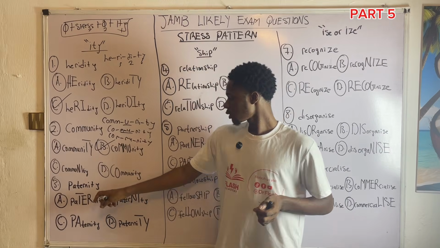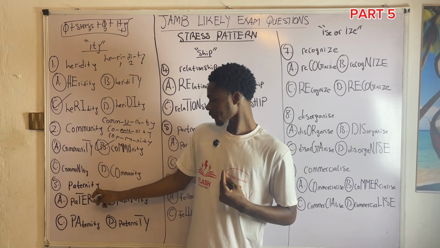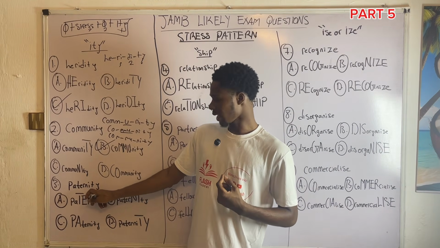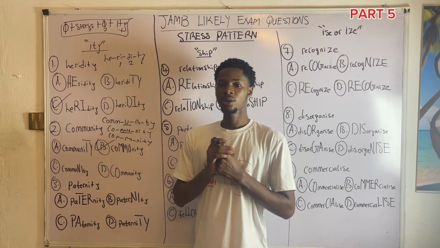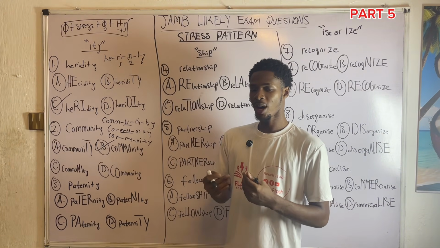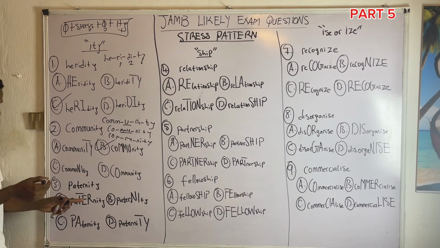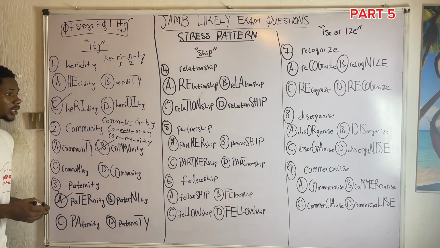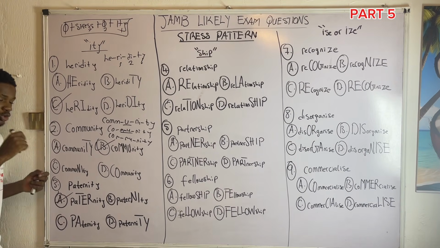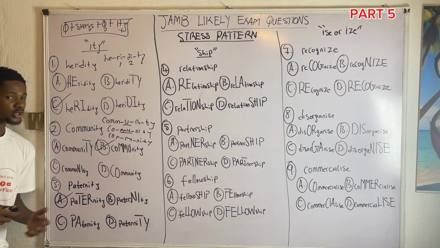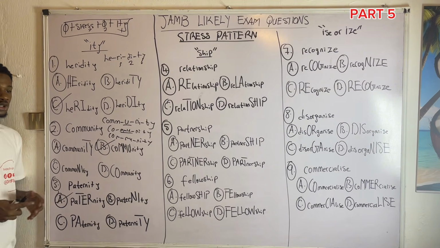Now according to the rule, TY is the first syllable from the last, NI is the second syllable from the last, and then TER is the third syllable from the last. That's paternity, so I'm going to stress TER. Obviously option A. JAMB knows that some persons will stress it differently. That is why you are seeing various options. So learn the rules before going to the JAMB examination hall.